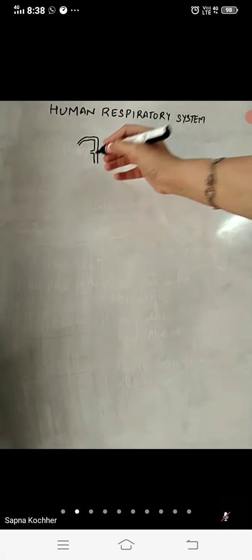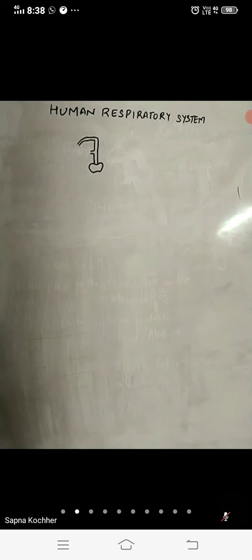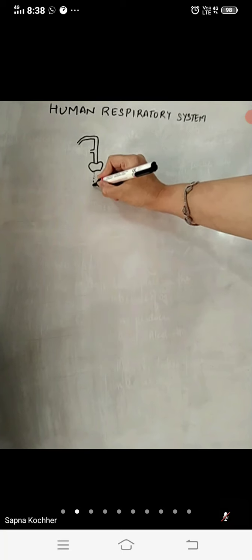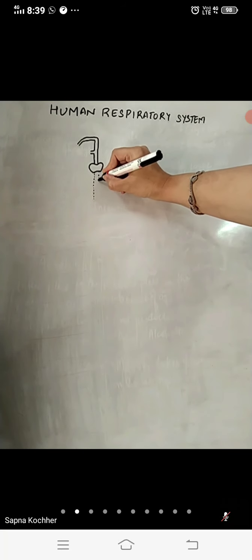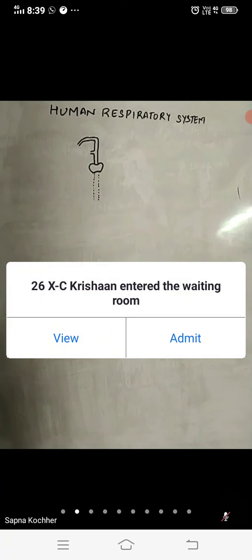The windpipe has, at its opening, the voice box. So this is the voice box, right? Like this, you can draw the voice box that is present at the opening of the windpipe. Below it, there is this complete windpipe, that is the trachea. Biologically, it is called the trachea.